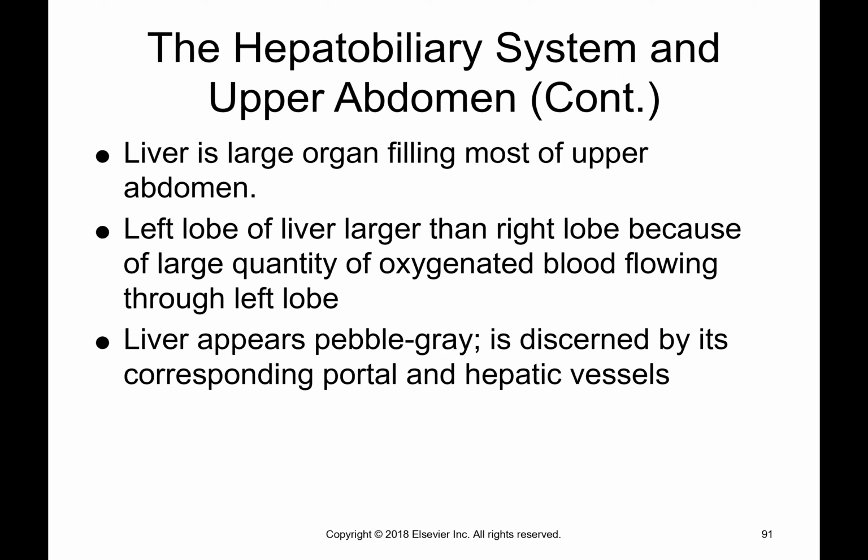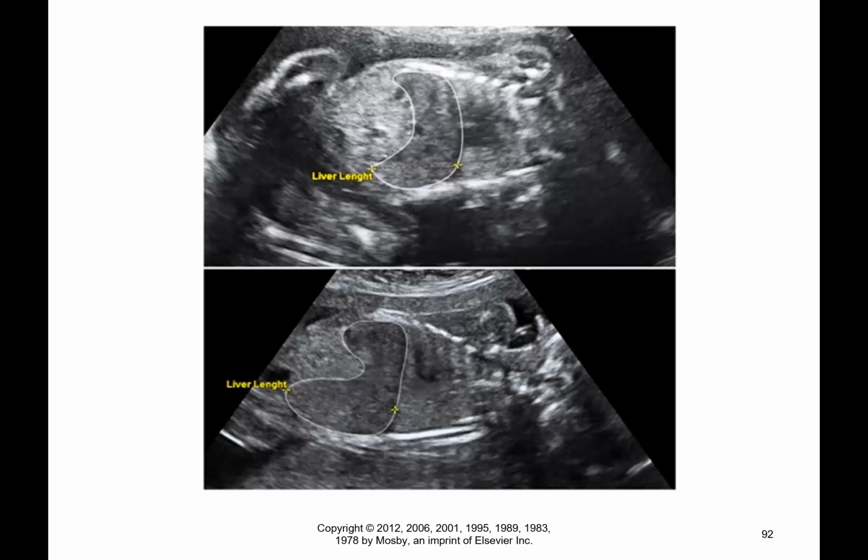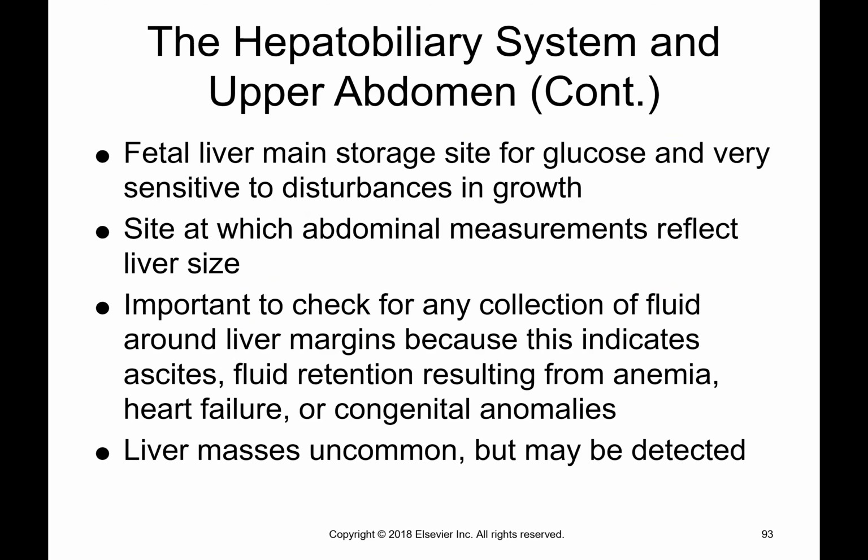You will see the liver on a fetus. We look at the liver, but we don't measure the liver or anything. Just make sure that there's no masses. It looks good. There it is. The fetal liver is the main storage site for glucose and is very sensitive to disturbances in growth. So if a baby is not growing correctly, the abdomen seems to get smaller the fastest.